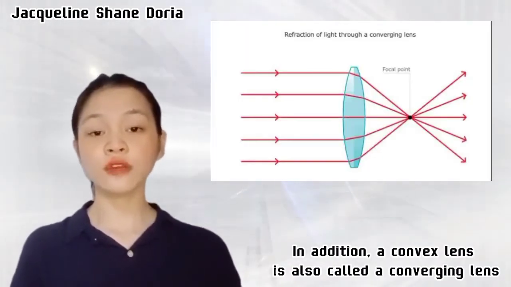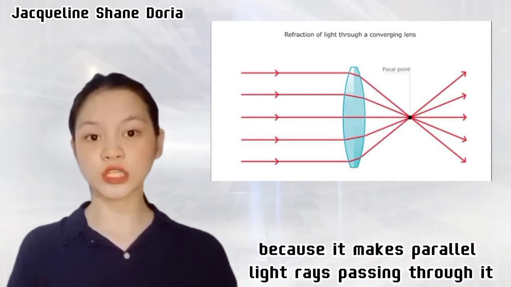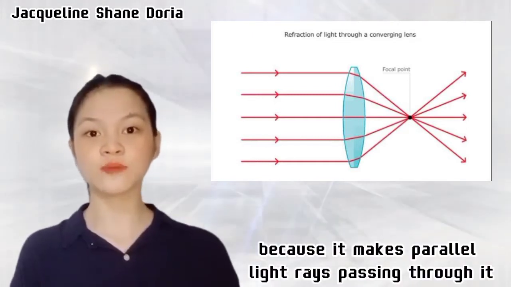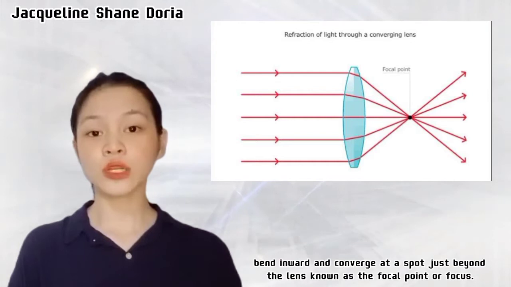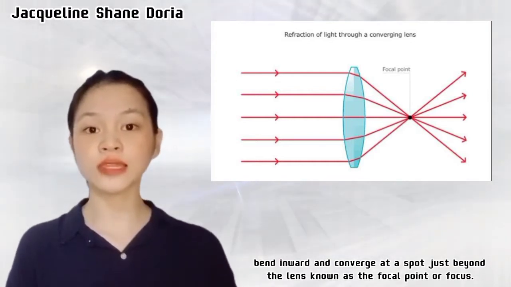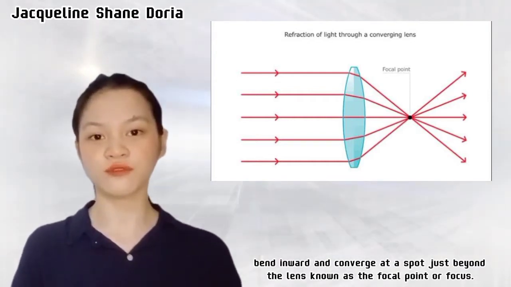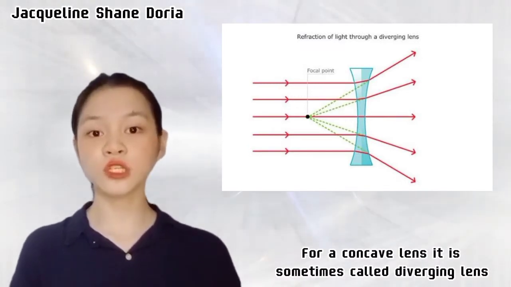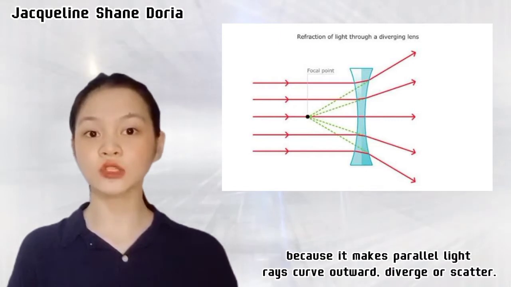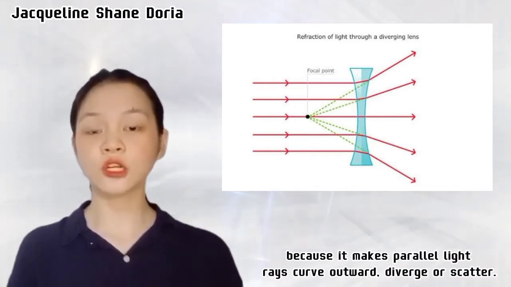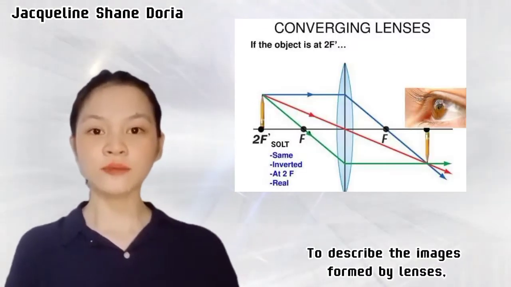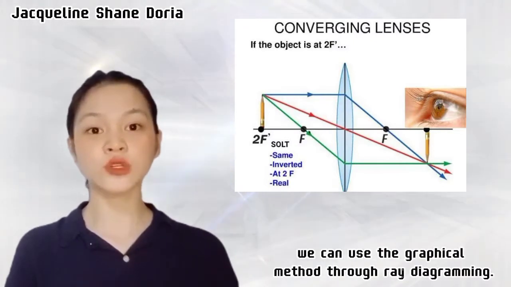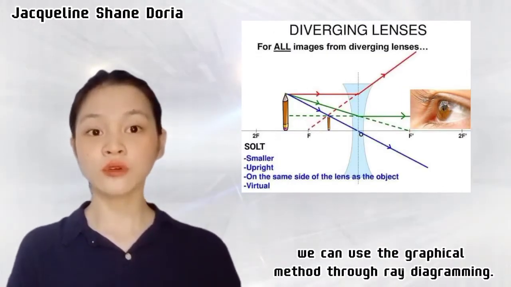In addition, a convex lens is also called a converging lens because it makes parallel light rays passing through it bend inward and converge at a spot just beyond the lens known as the focal point or focus. A concave lens is sometimes called a diverging lens because it makes parallel light rays curve outward, diverge, or scatter. To describe the images formed by lenses, we can use the graphical method through ray diagramming.